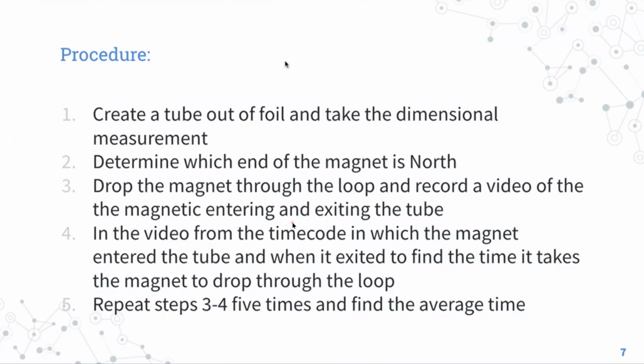The procedure for the physical part of the experiment was you use a roll of aluminum foil, then you take the dimensional measurements of it. You determine which side of the magnet is north, and then you drop the magnet through the tube and record a video so that you can accurately get the time. And then you do this 3 to 4 times and average it out to get a more accurate result.